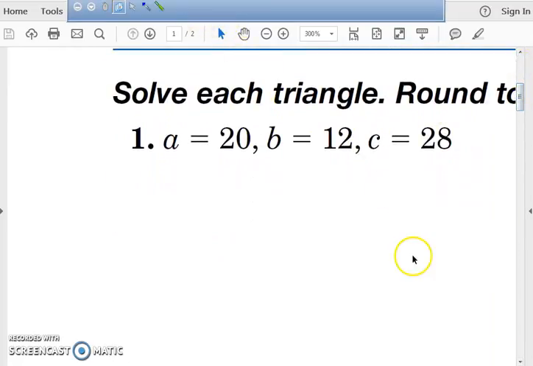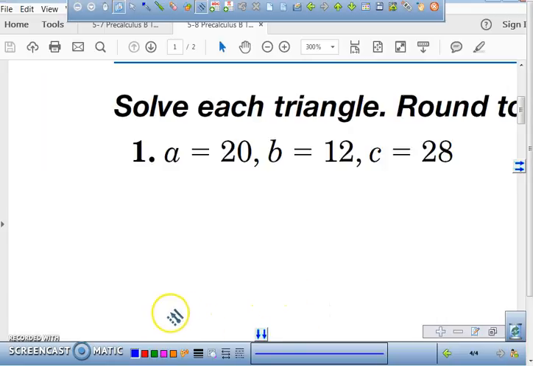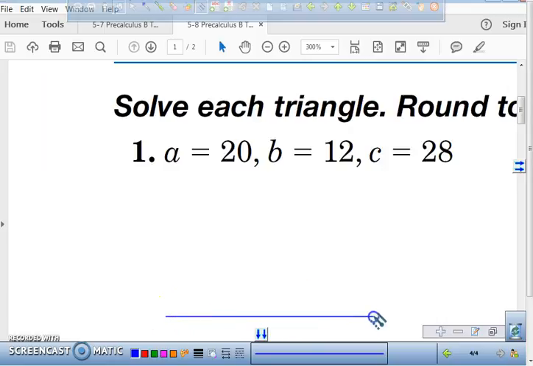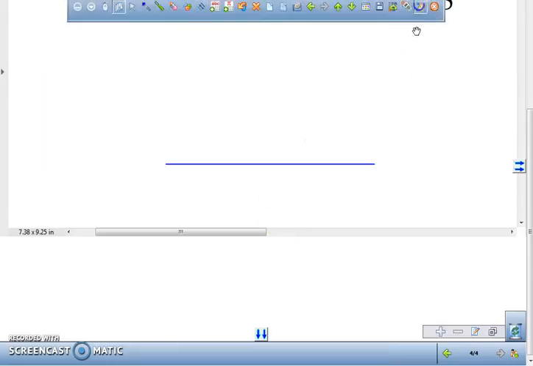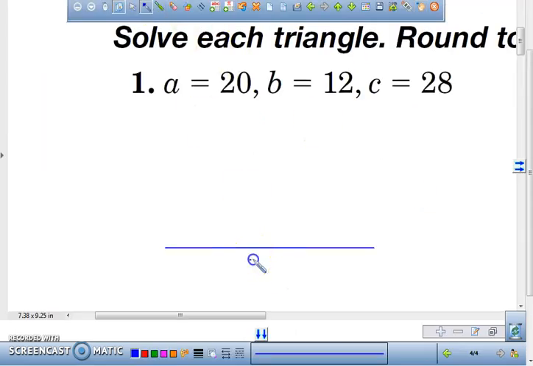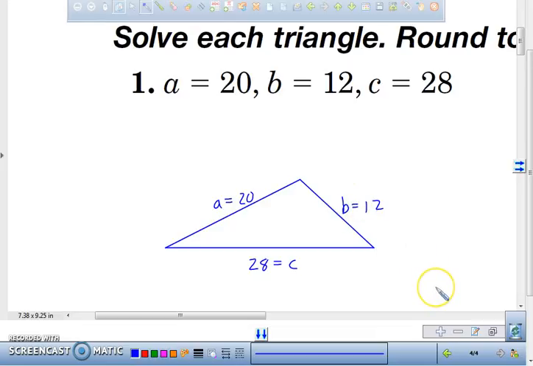So what I'm going to do is the best I can to recreate our triangle right here. I'm going to make our longest side, and I'm going to call that 28. That's lowercase c. Then I'll make another side that's not quite as long, and then our shortest side right there. We'll call a equal to 20, and lowercase b is equal to 12.